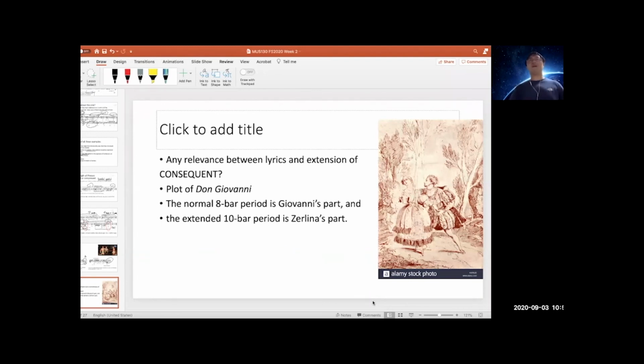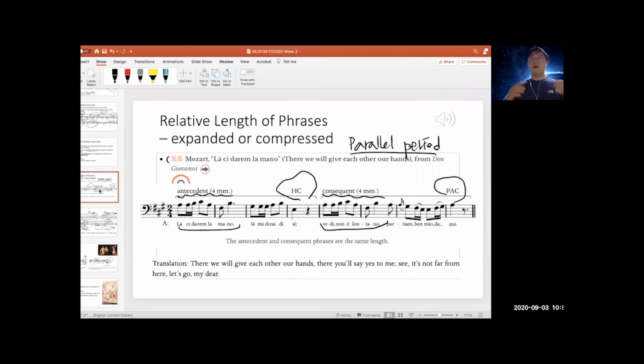Later in the conclusion of the opera, he's punished by a talking statue. Yeah, it sounds supernatural, but that's true. So at this moment, for this aria, he's again alluring, he's seducing a lady, his ex-girlfriend or ex-fiance, to be precise. So in this example, the 8-bar standard period, he sings, "Hey, come on, we can be happy again. Just give me your hand. Everything will be fine." Done.